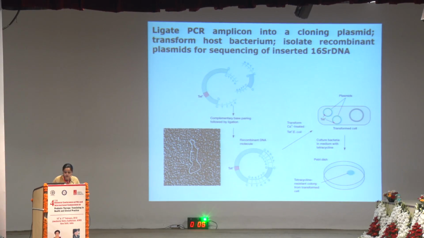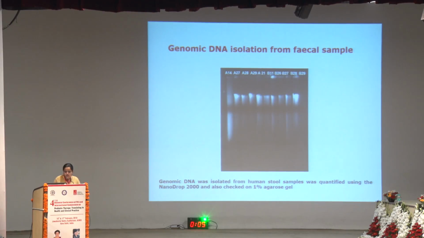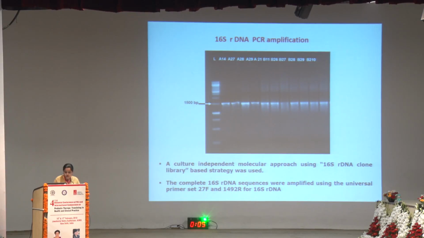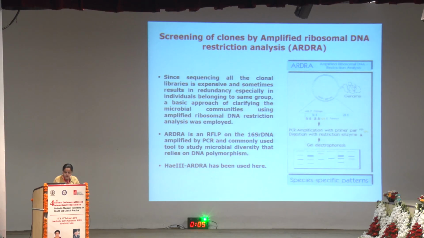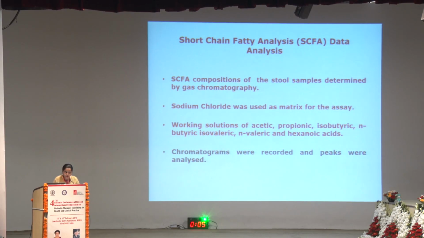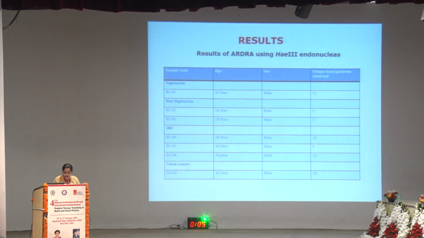This is the pictorial representation of the method that we followed. This is the gel picture of the genomic DNA isolated from fecal samples. This gel picture shows the 16S rDNA PCR amplification. And this is the gel picture of the clonal library that we prepared. Screening was done using the ARDRA technique using HaeIII as a restriction digestion enzyme. And we also did the short-chain fatty acid analysis by gas chromatography. Chromatograms were recorded and peaks were analyzed.